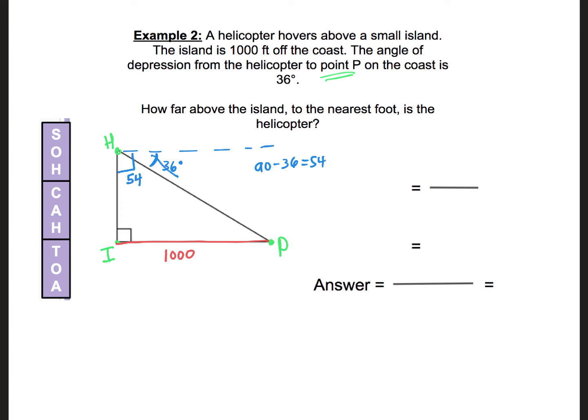At this point, I don't really care about the 36 anymore. We'll use 54 instead. Now the last thing I need to figure out is what am I looking for? It says how far above the island to the nearest foot is the helicopter. So we're looking for that distance between H and I, so that's going to be X. Again, we're going to start by labeling our sides. So across from 54, we have 1,000. That's going to be my opposite side. Across from the right angle is your hypotenuse, and then the last side is going to be your adjacent.